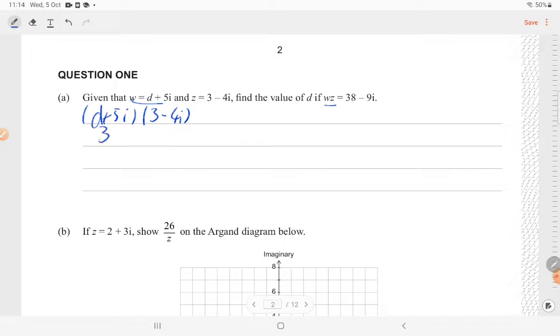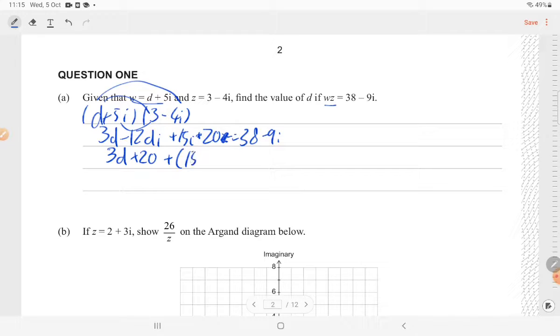To expand out: 3d take away 12di plus 15i take away 20i squared is equal to 38 take away 9i. But i squared is -1, so this can be taken away and turned into a plus. So we can combine: 3d plus 20, plus 15 take away 12d i, is equal to 38 take away 9i.